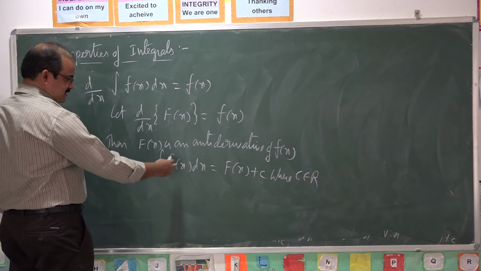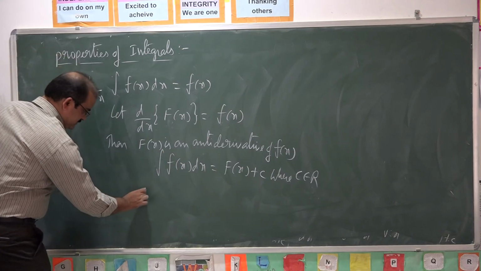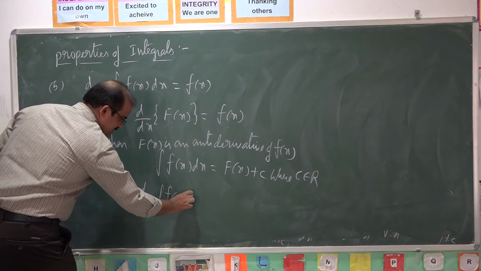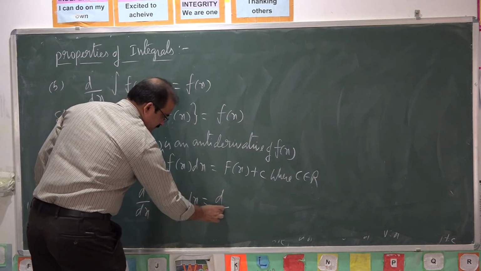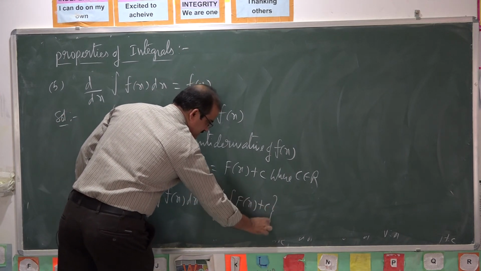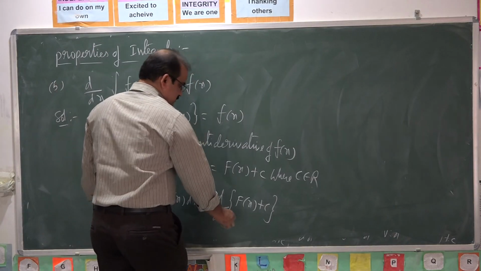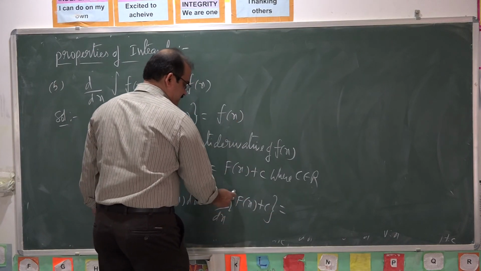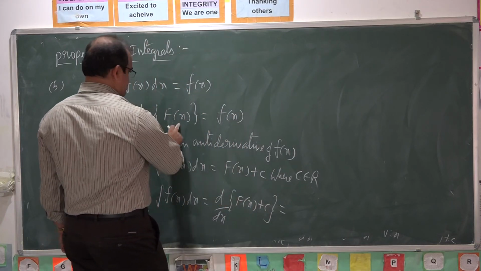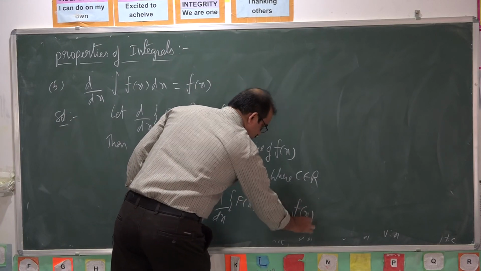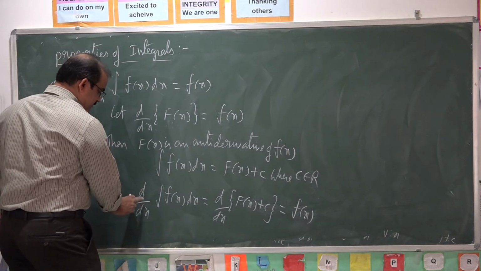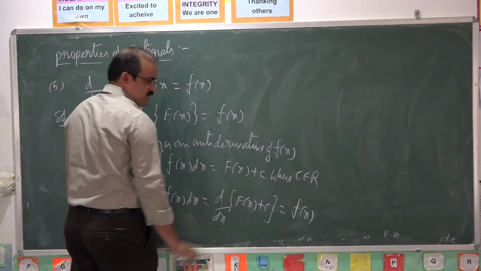Now differentiate both sides with respect to x. D by dx of integral f of x dx is equal to d by dx of capital F of x plus c. This is d by dx of capital F of x plus d by dx of c. D by dx of capital F of x is small f of x, d by dx of any constant is 0. So we get d by dx of integral f of x is small f of x.